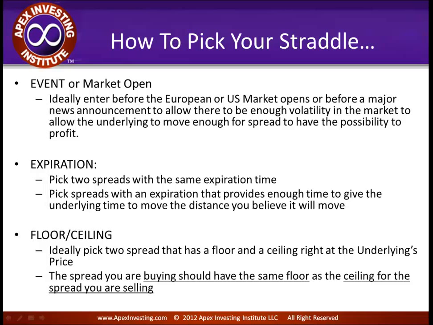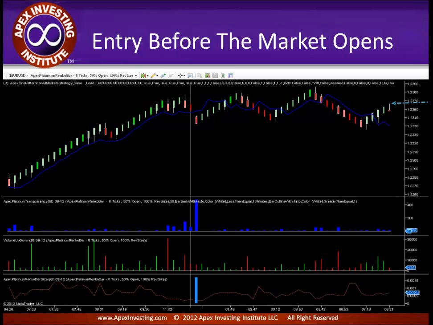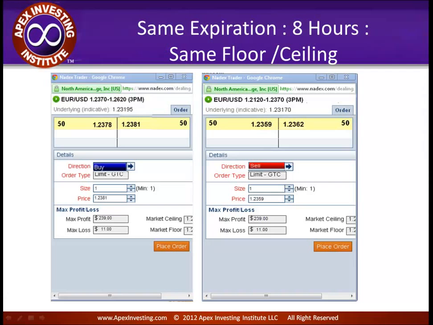So let's look at a chart on the euro dollar. I use a Renko chart, and you can see on this chart that the euro dollar is trading about 1.2370 at the time that we're entering this spread. That means we want to find a spread where the one we're going to buy has a floor of 1.2370, and the one we're going to sell has a ceiling of 1.2370. So we're going to go to the Nadex platform, or whatever tool you use to find your spreads, and look at it.